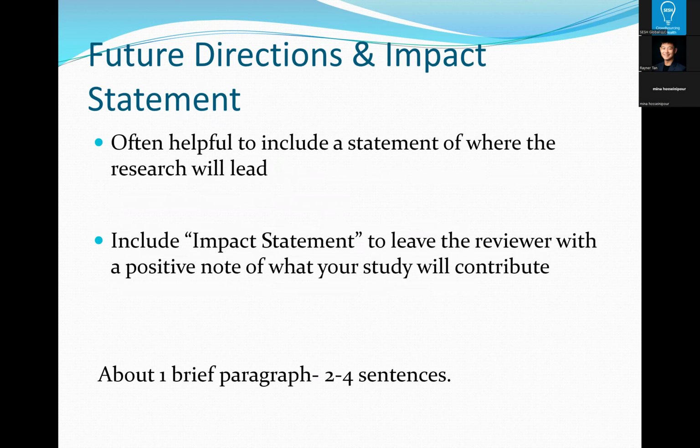Also finish up with future directions and an impact statement. This is saying where the research will lead next. It lets the reviewer finish reading on a positive note. And it's brief. It's not that you're selling every point of your grant all over again. It's just a brief paragraph with some take-home messages of how important your work is.